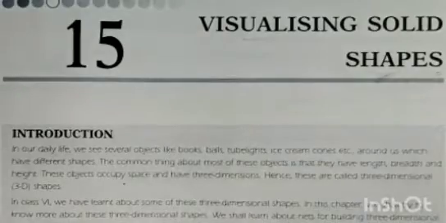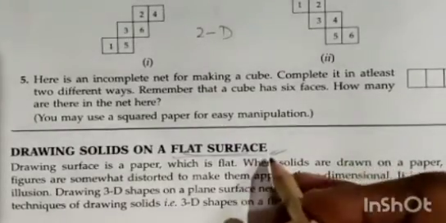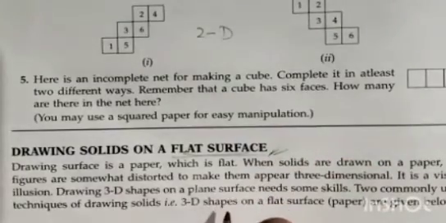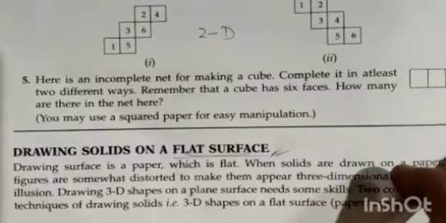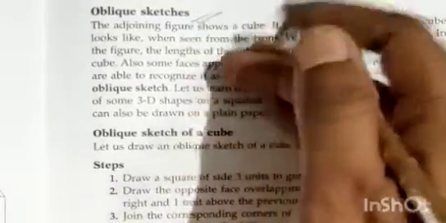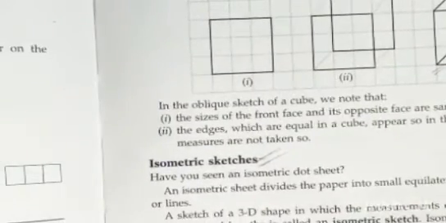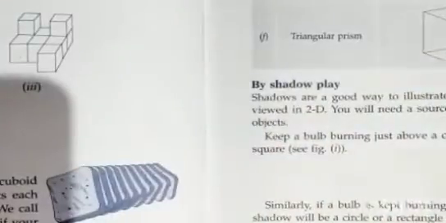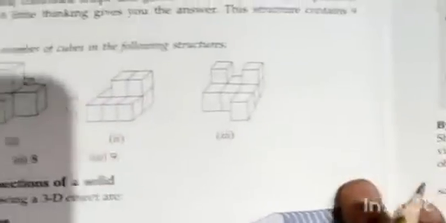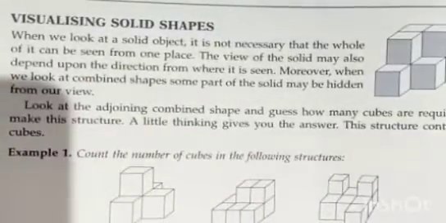And in the previous video, children, we have seen how to draw solid objects on a flat surface so that they look three-dimensional. There were two ways of doing that. First of all, oblique sketches, and the second method was isometric sketches. In today's video, children, we are going to see how to visualize solid shapes.